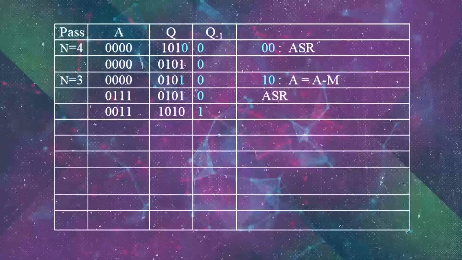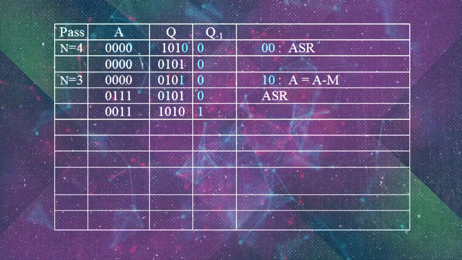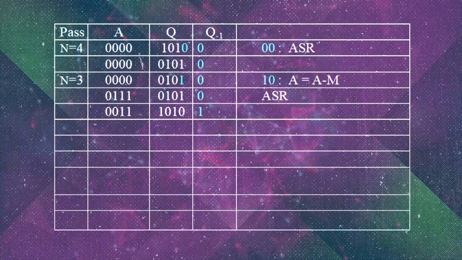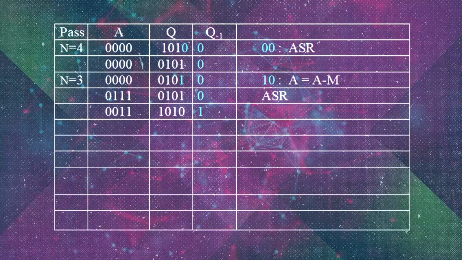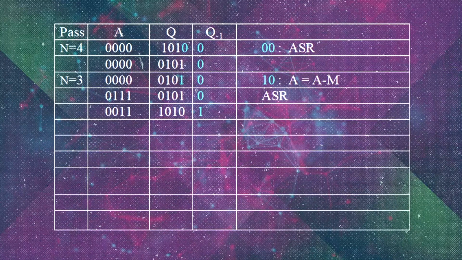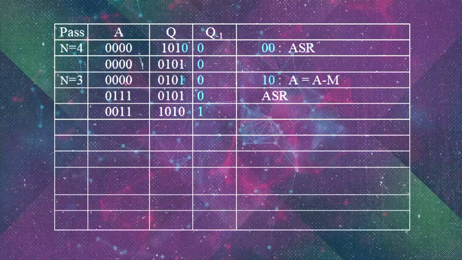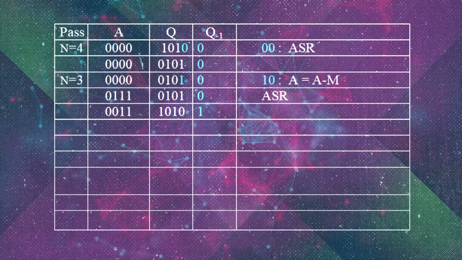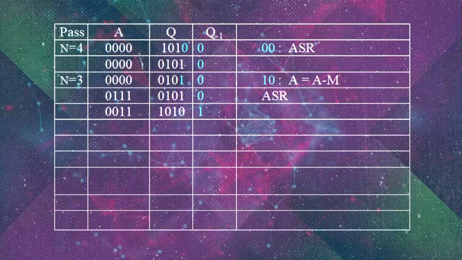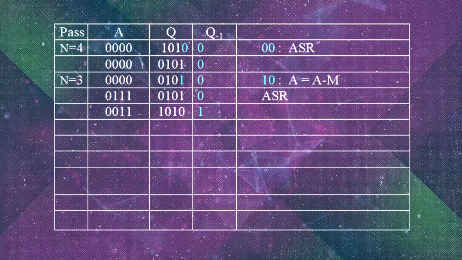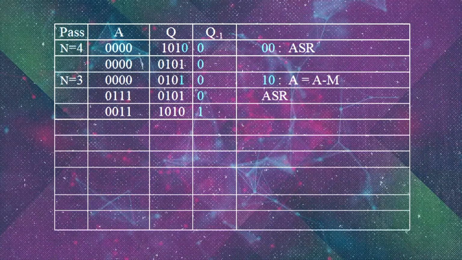So, we need to calculate A equal to A minus M followed by ASR. A equal to A minus M can be calculated easily as A equal to A plus minus M. A equal to 0 0 0 0, M equal to 1 0 0 1, then minus M equal to 0 1 1 1. Then A equal to A plus minus M, which is equal to 0 0 0 0 plus 0 1 1 1, that is equal to 0 1 1 1. This is the new value of A.